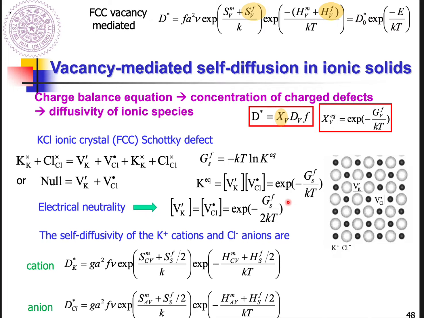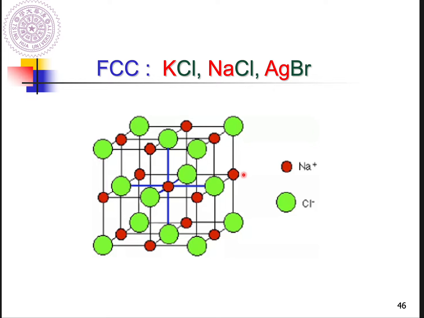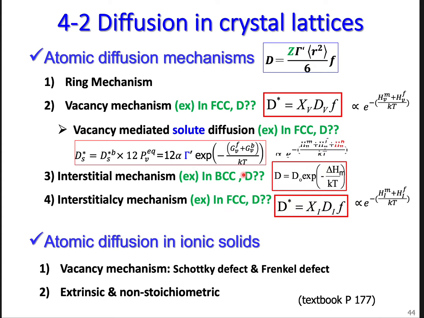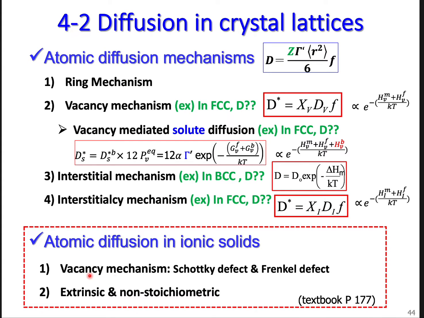Okay, so let's give you a quick review of the previous class. In the previous class, we introduced two defects, the Schottky defect and the Frenkel defect, formed in the ionic solid.